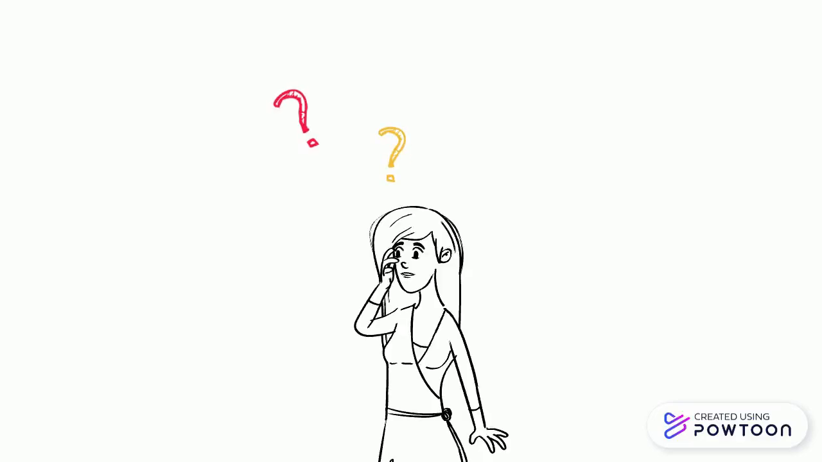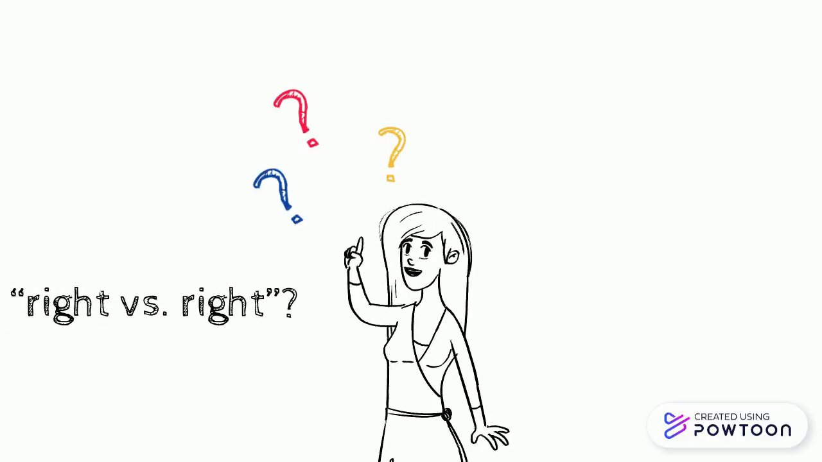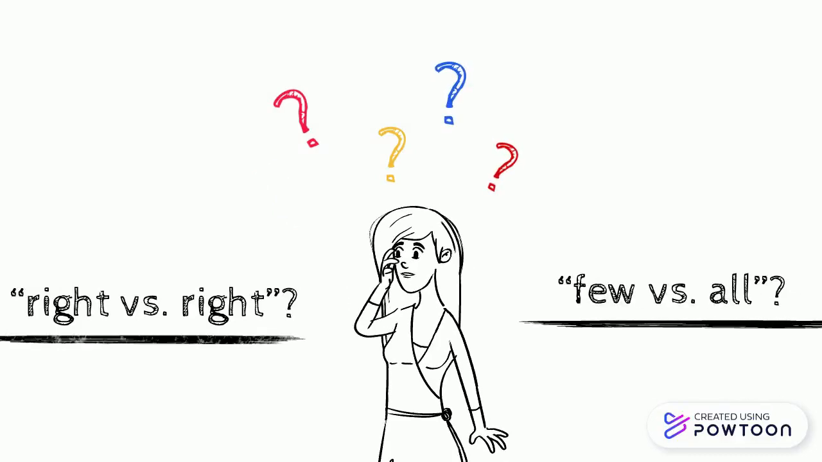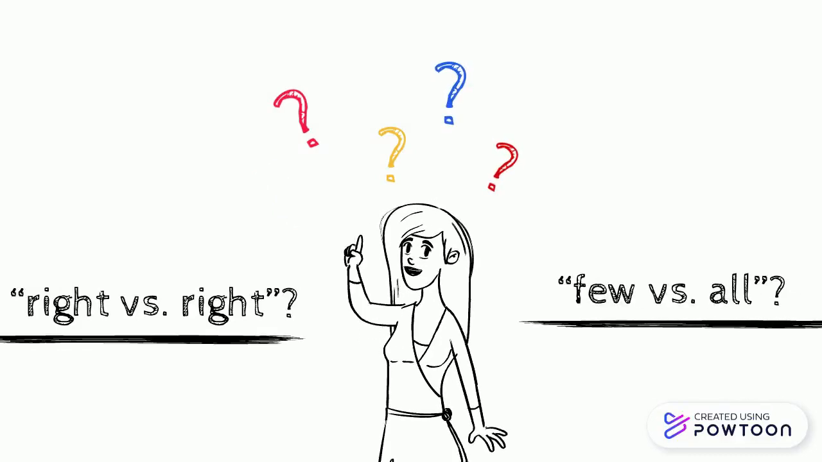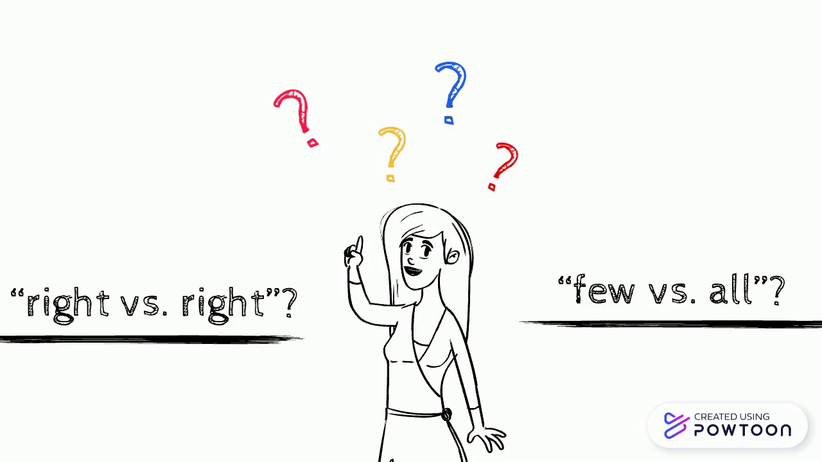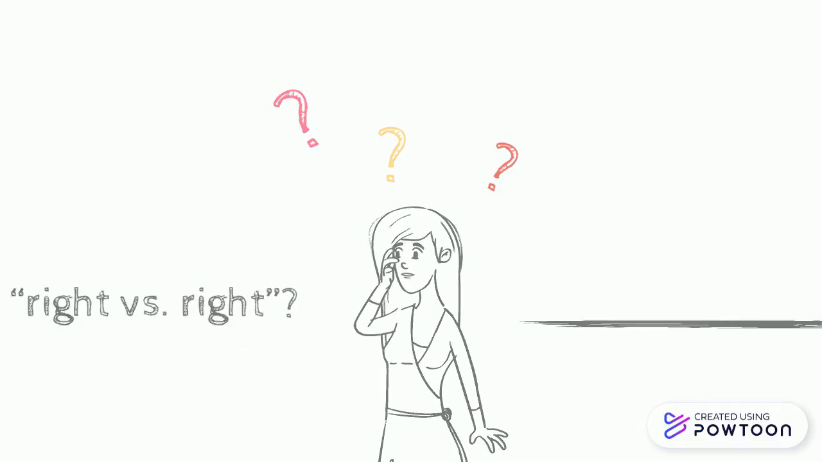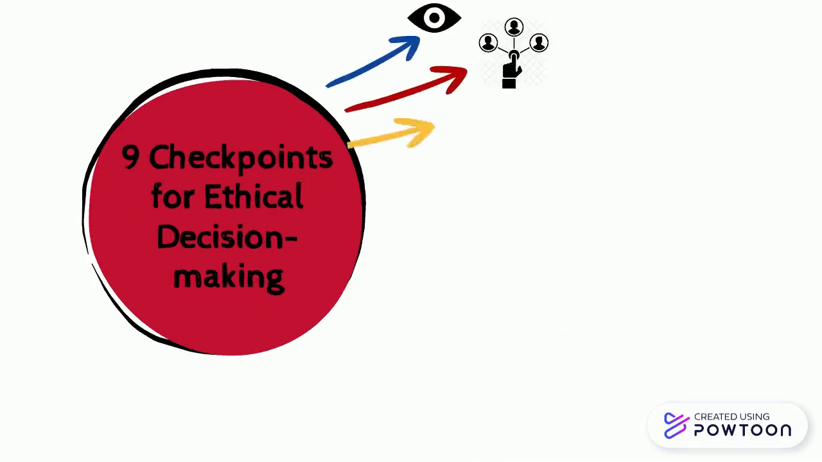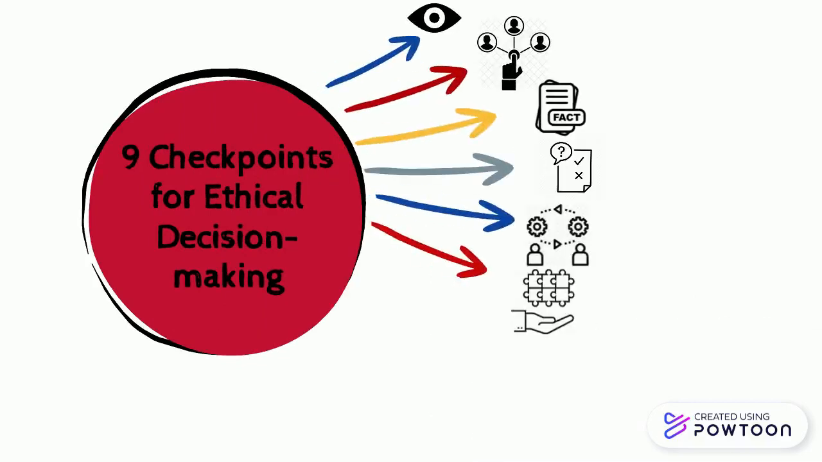Have you ever been in a situation where you have to decide between right versus right? Where you're caught between choosing the best for most but not for all? If your answer to this question is a big yes, then you have encountered an ethical dilemma. To help you address these issues, here are 9 checkpoints for ethical decision making.